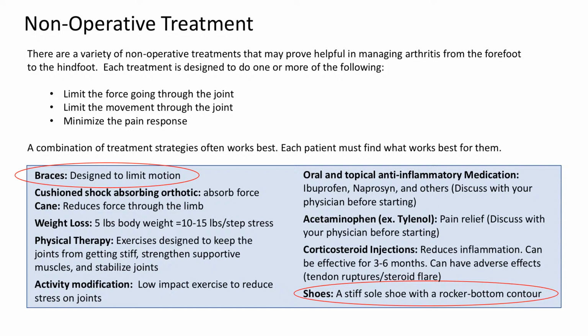Anti-inflammatory medications and Tylenol. These are great things to minimize the pain response, but you should discuss these with your surgeon or your physician before starting. And then steroid injections. These are great local inflammation reducers. They can be effective for up to 3 to 6 months. However, they can also have side effects, such as tendon ruptures and steroid flare. These are important to discuss with your surgeon as well. And finally, one of my go-to options for the foot is a stiff sole with a rocker bottom contour.